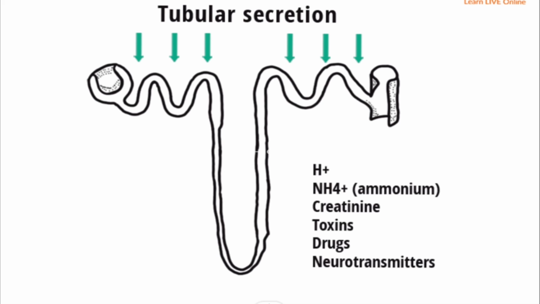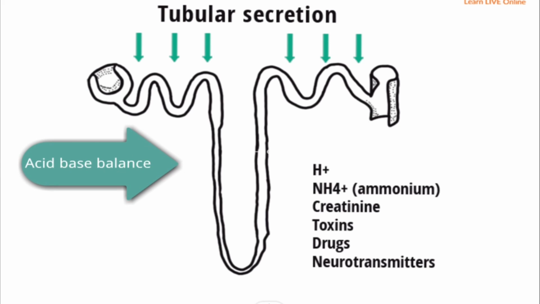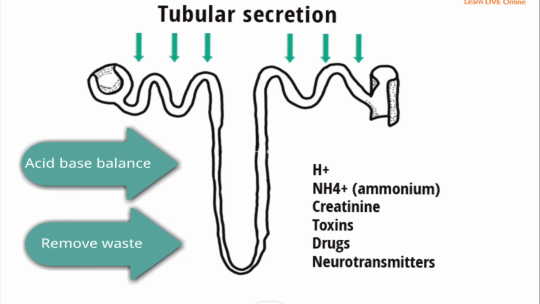The next step is tubular secretion. Here, the nephron actively secretes ions such as hydrogen, potassium, and ammonium, along with certain drugs, into the tubular fluid. This step helps maintain acid-base balance and removes additional waste products from the blood. The final result is the fine adjustment of the urine composition.